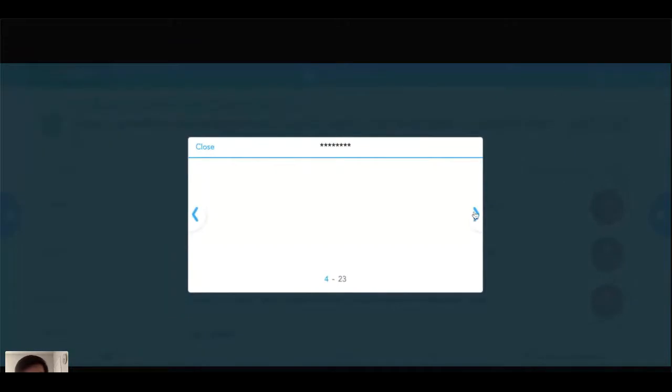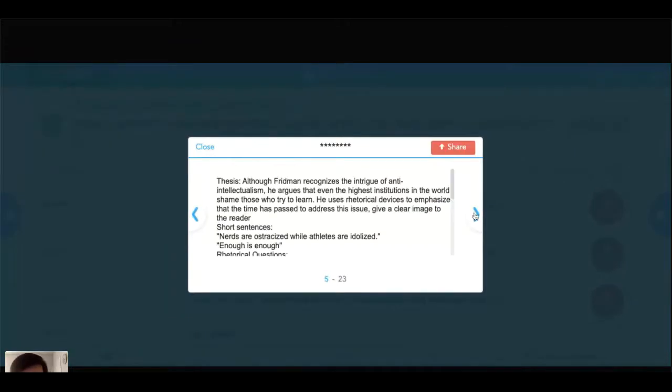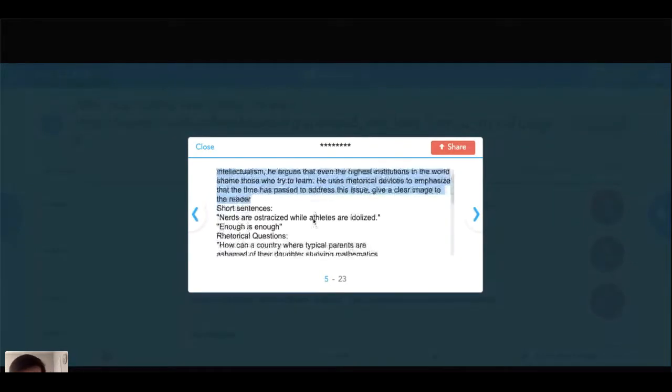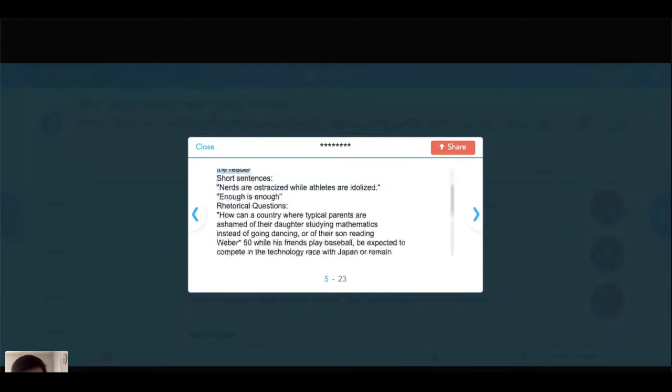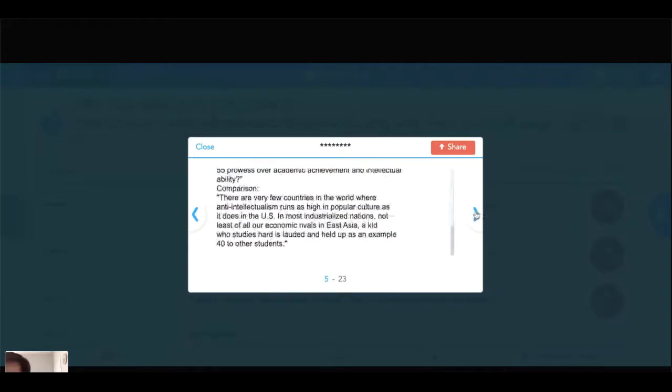Okay. Although Friedman recognizes the intrigue of anti-intellectualism, he argues that even the highest institutions in the world shame those who try to learn, uses rhetorical devices to emphasize the time that has passed to address this issue, gives a clear image to the reader. This is good. I would give this a thesis point. Good stuff with the short sentences, rhetorical questions, and comparison. This is the kind of stuff you want to do on the AP exam.